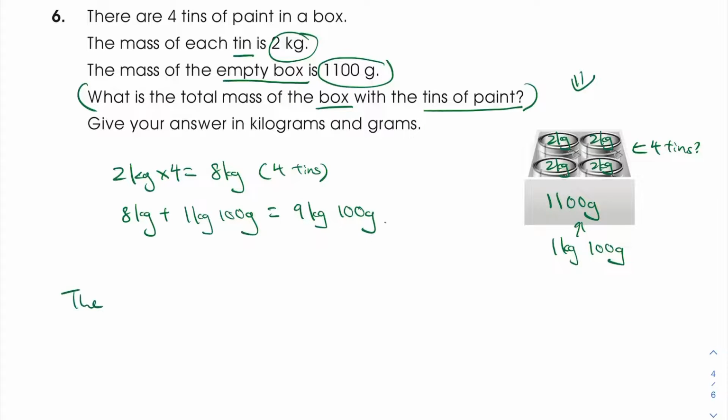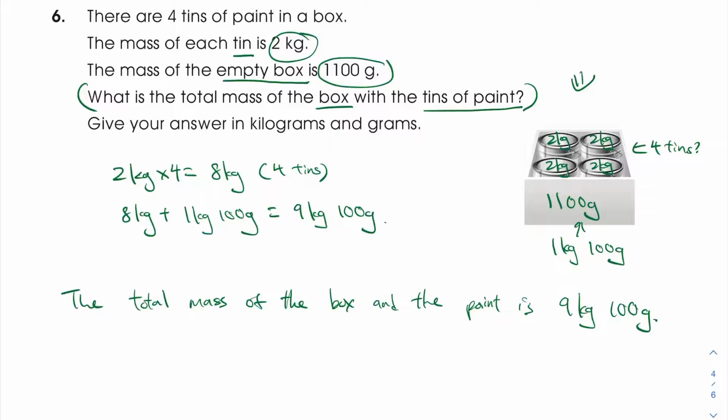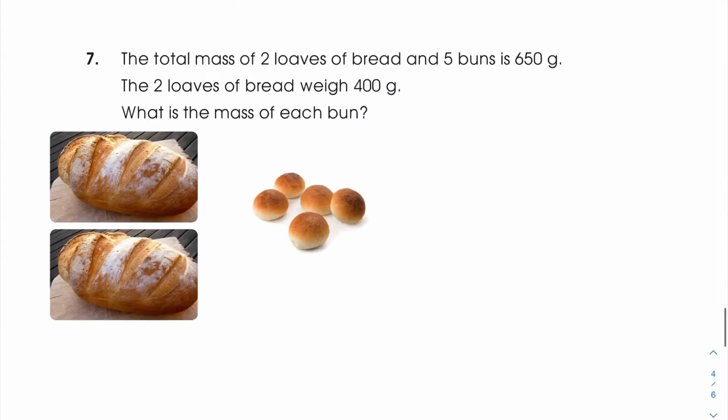So my statement: the total mass of the box and the paints is 9 kilograms and 100 grams. Okay. 2 more questions to go.